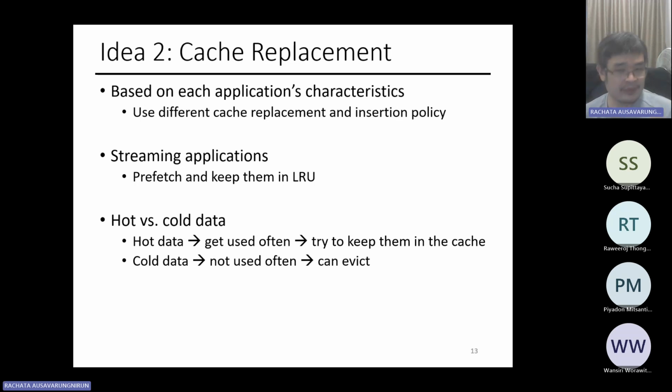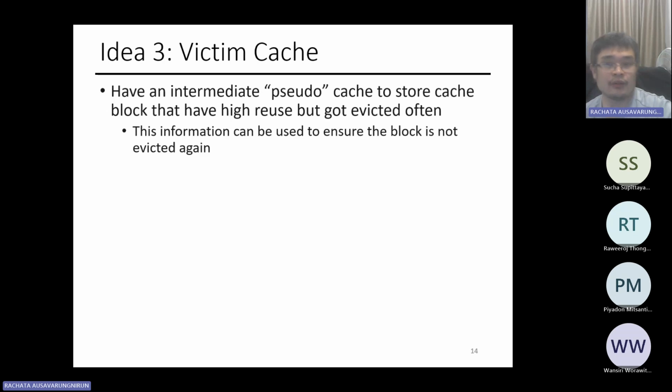Then I'll just basically evict cold data from the cache because they're not really used often, right? I can also have something like a pseudo cache. We call this the victim cache. The victim cache means that sometimes you're unlucky, even though you have reuse, right? You're going to be reused again in the future, but because the cache is full, you get kicked out.